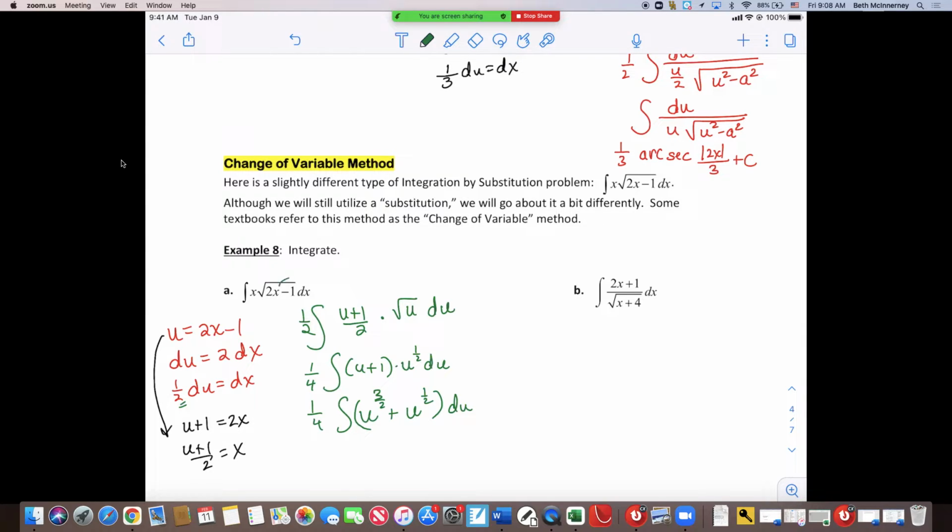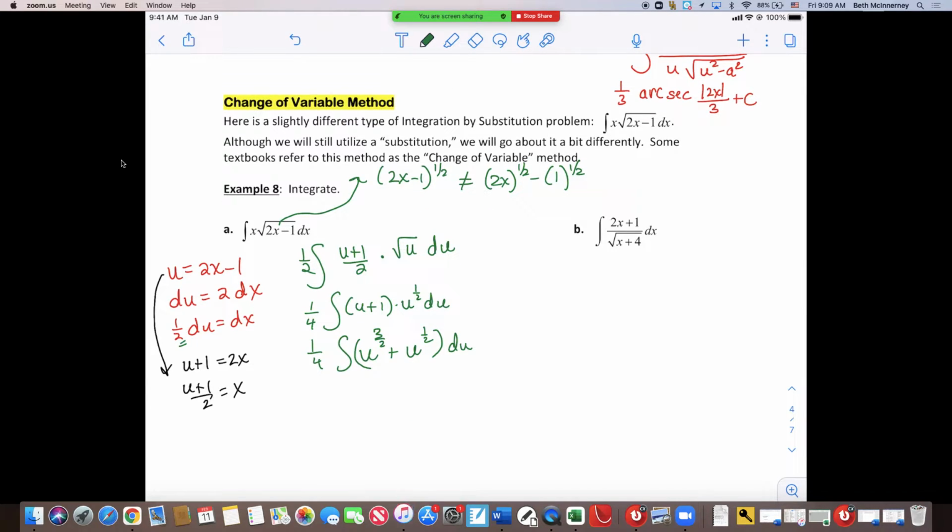So let me kind of point this out because we've been battling this in my Algebra 2 class. 2x minus 1 to the 1/2, they keep trying to do this. And that's false. Like, you cannot do that. That is just not true.